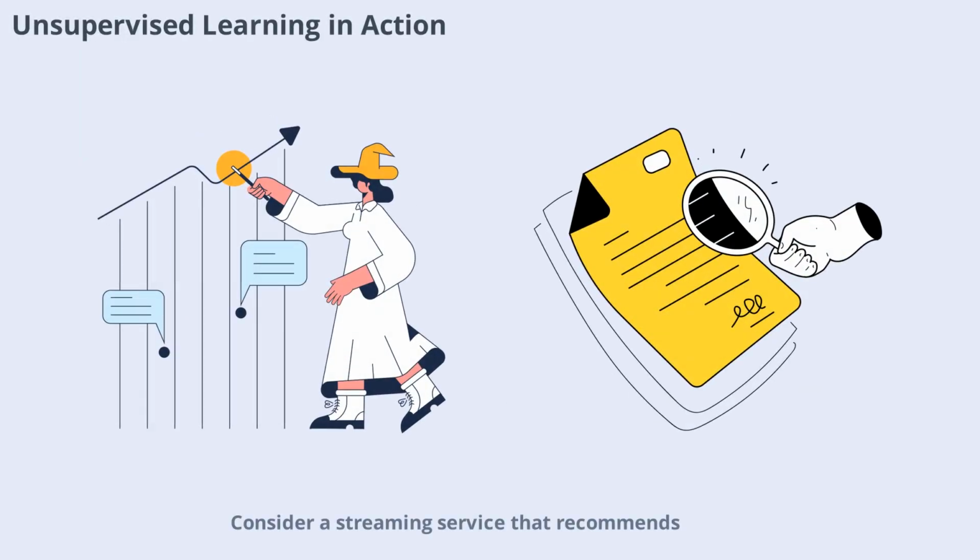Consider a streaming service that recommends new music based on your listening habits. By analyzing patterns in user behavior, the system groups similar users and suggests songs you might like.